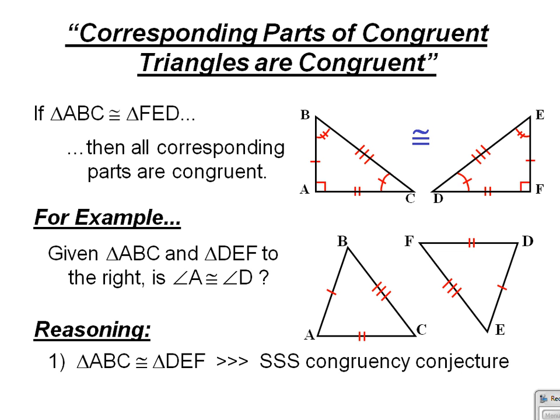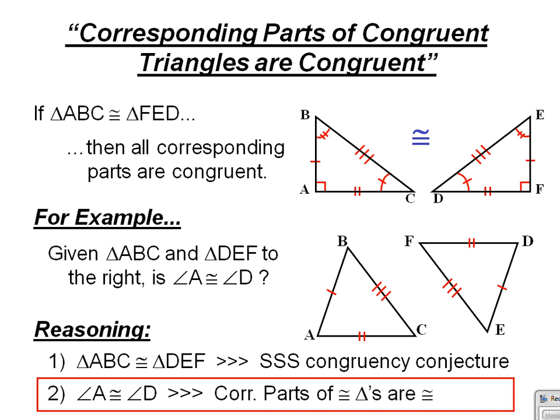So we start by making the following congruency conjecture, that triangle ABC is congruent to triangle DEF by the side-side-side congruency conjecture. Once it has been shown that the two triangles are congruent, we can then conclude that angle A is congruent to angle D, because corresponding parts of congruent triangles are congruent. Yes, angle A is congruent to angle D.